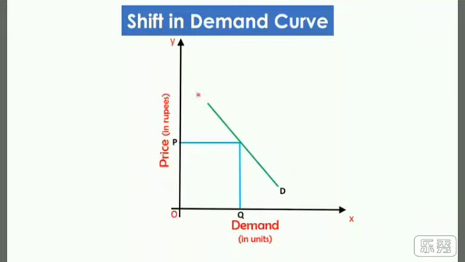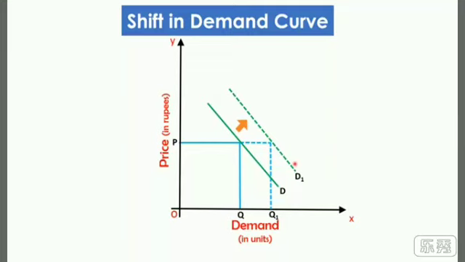So here is a demand curve. This is the price of commodity P. This is the demand Q. Now if there is a rise in the income of the consumer or the price of complementary goods falls down, then there would be an increase in the demand for the commodity, which will appear like this. That is, there would be a rightward shift in the demand curve. In this case, the whole curve will shift rightwards.